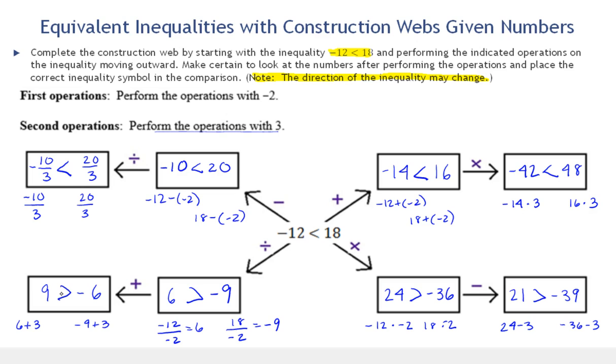So now, summing up, there were only 2 situations where we had to switch directions. It was division and multiplication, but for this division and multiplication we did not have to switch directions. So what was the difference? Well, the first operations were performed with negative 2, and the second operations were performed with positive 3.